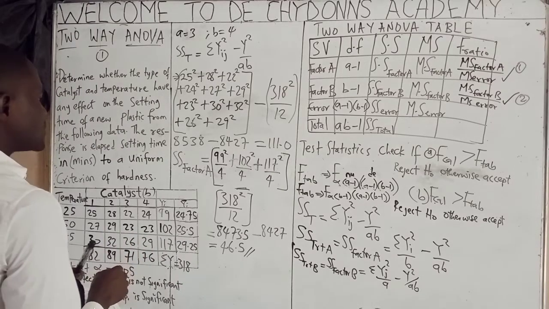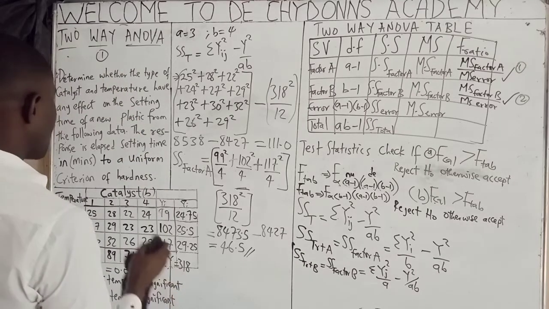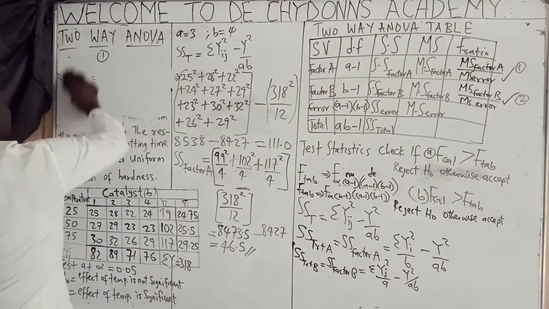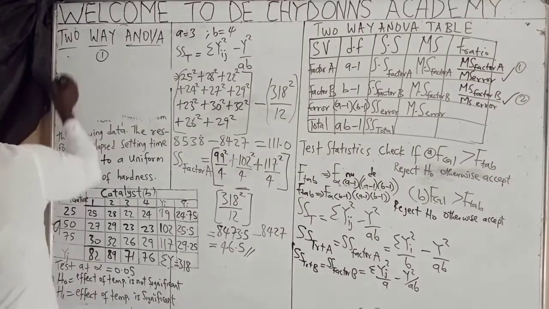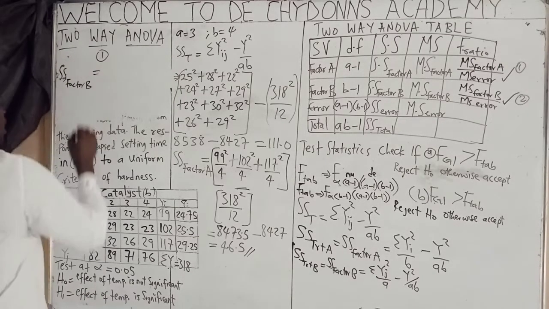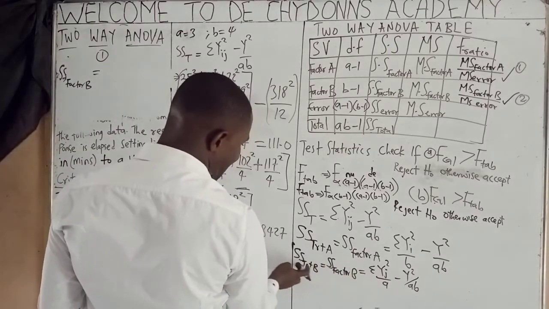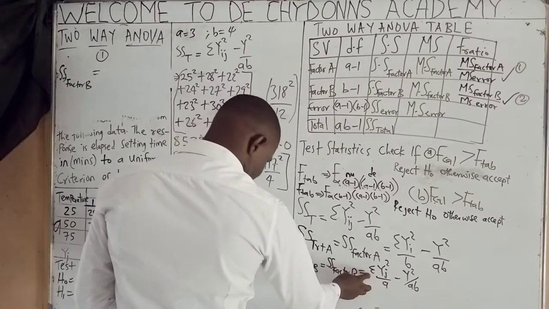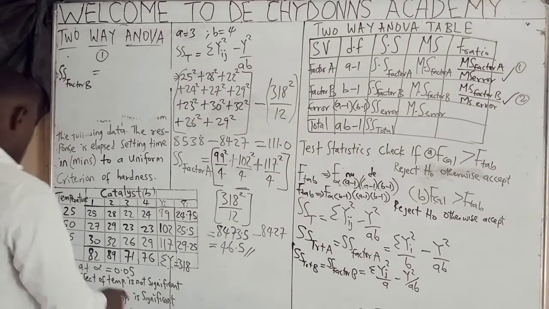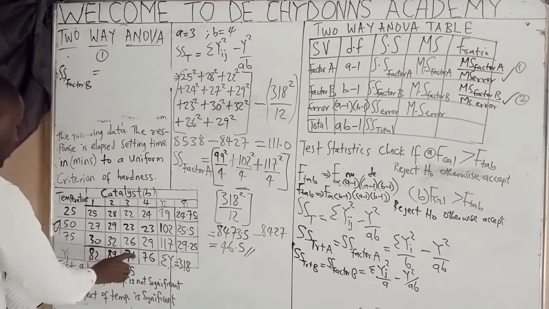You go to SS factor b. To get SS factor b, we clean this part of the board and say SS factor b is equal to, what is our SS factor b? SS treatment b is equal to summation of yj squared over a minus y squared over ab. We come to yj, we now have 4 things to square there.